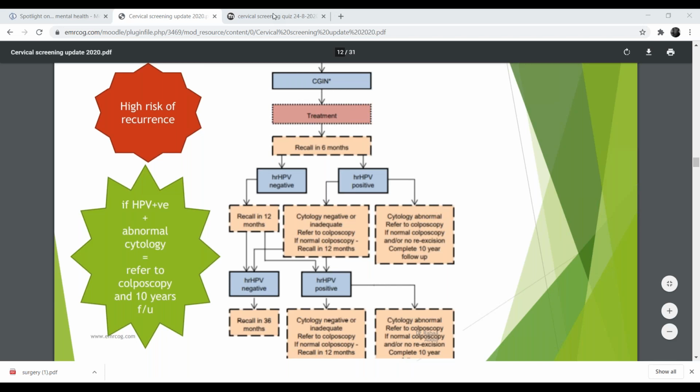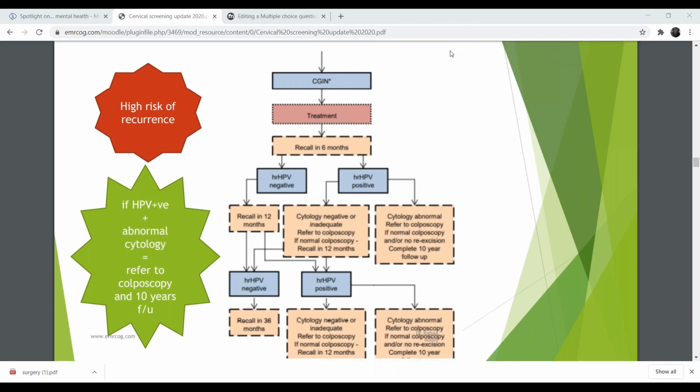Can you see the arrow, guys? No, we are here. Yes, it's a normal colposcopy. What shall we do next? Recall in 12 months. And when we do the recall in 12 months, what type of test do we offer her? HPV. Excellent. It's the HPV testing, not the cytology, because she was negative before.